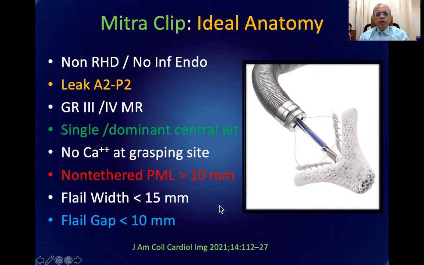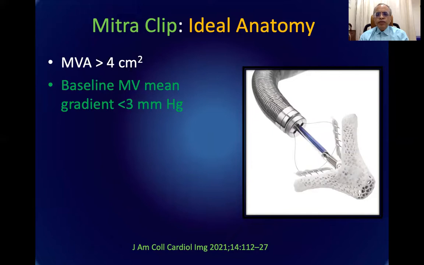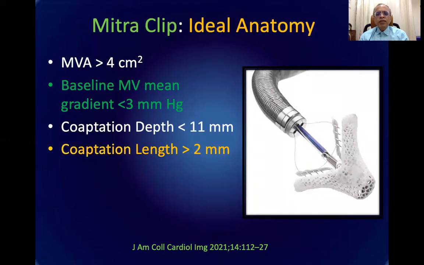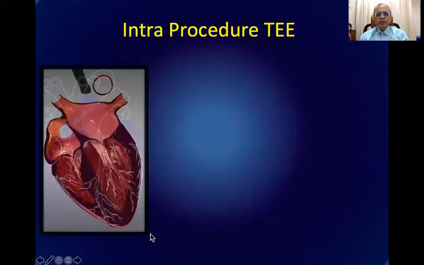The flail width should be less than 15 millimeters. Flail gap should be less than 10 millimeters. The mitral valve area should be more than 4 square centimeters. The baseline mitral valve mean gradient should be less than 3 mmHg. The coaptation depth in secondary MR should be less than 11 millimeters. The coaptation length, that is the overlap in secondary MR, should be more than 2 millimeters. The LV cavity size should be less than 65 millimeters, and the trans-septal crossing height should be more than 4 centimeters from the mitral annulus.